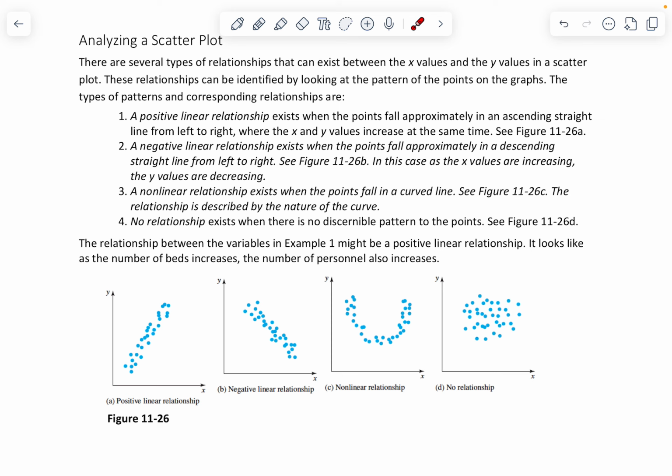Three, we could have a non-linear relationship where the points fall perhaps like a curved line. This would be like 11.26c. The relationship is described by the nature of the curve.